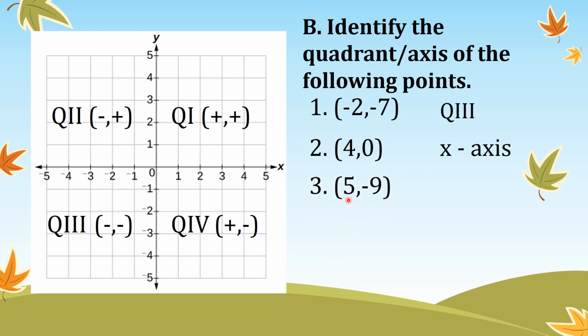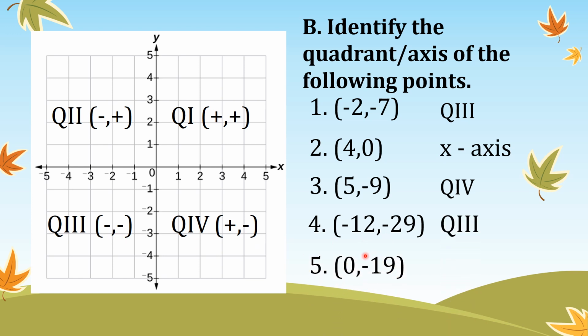We have 5, negative 9. So what quadrant? Positive, negative. So quadrant 4. Next, number 4, negative 12, negative 29. So they are both negative. Quadrant 3. Number 5, we have 0, negative 19. So 0 yung ating x. Then downward, negative 19. So we have it y-axis because our x-coordinate is 0.